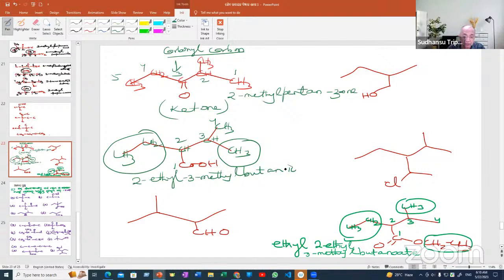That means it is butanoic acid. There is a space before acid. So 2-ethyl, 3-methyl, butanoic acid. Can I ask you to raise your hands? How many of you have done correctly?